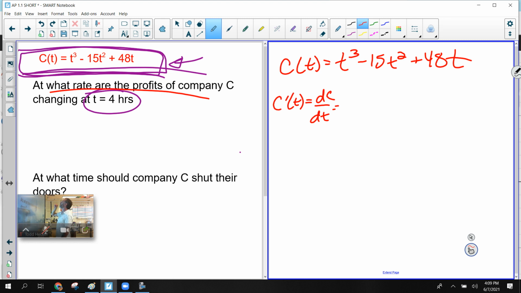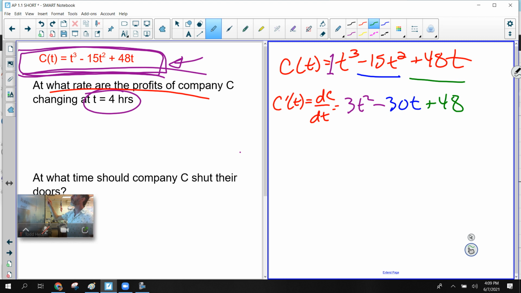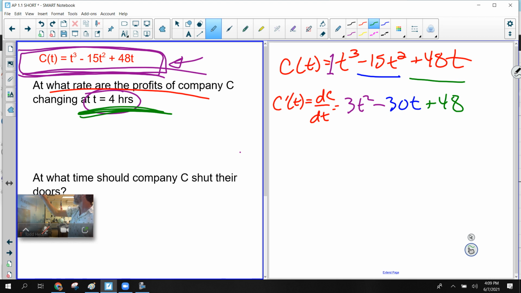Oh, there's no coefficient here, right? There's really a little invisible 1 in front of that. That's 1 times t cubed, right? So we're going to get 3t squared minus, this is going to give me 30t, and then plus 48, right? Okay, cool. So if I want to find out at what rate the profits are changing after 4 hours, I just got to plug it in.